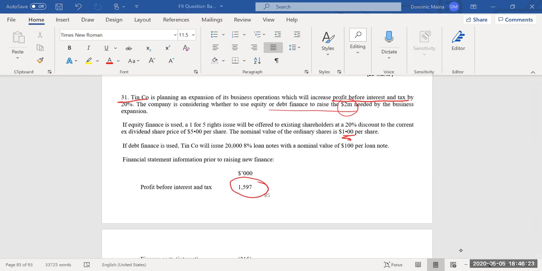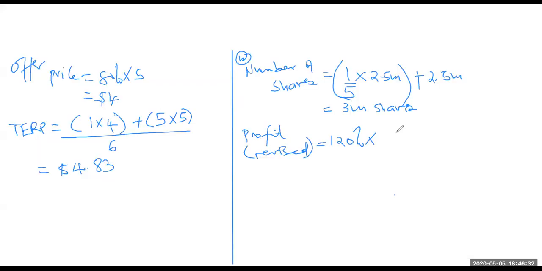Okay, fair enough. So therefore, sorry, let me share my board. It is 120% times 1597. Therefore, the increase in profit, and this is the profit before interest and tax, gives you how much? 1916.4. That therefore becomes our revised profit before interest and tax. Okay, that's good.